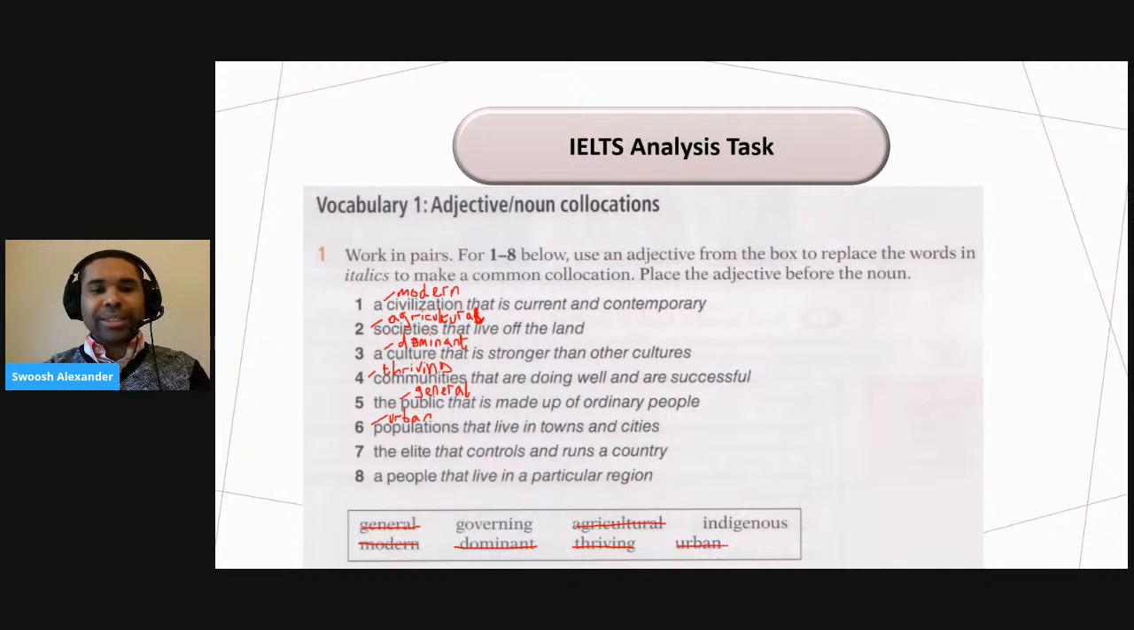Okay, so just two options left. The elite that controls and runs a country. What do we think to this one? Surya, Jayshree. Good, yeah. So the governing elite. A very useful collocation there. Okay. And so number eight, there's only one option left, must be indigenous. So a people that live together in a particular region, we get rid of, in this case, we don't use because people is plural, but indigenous would be the answer here.